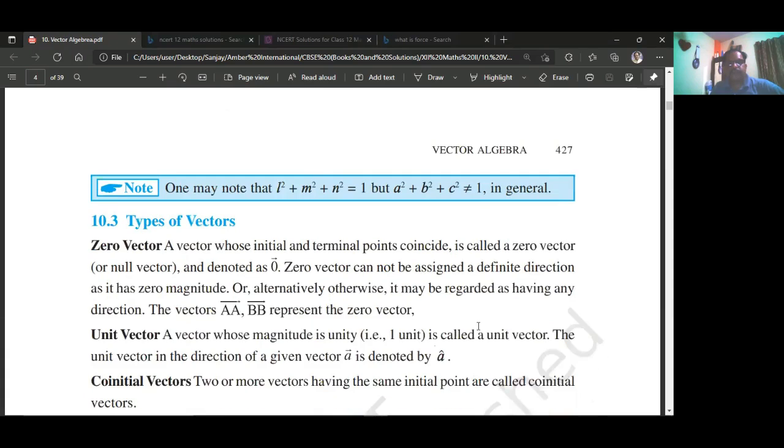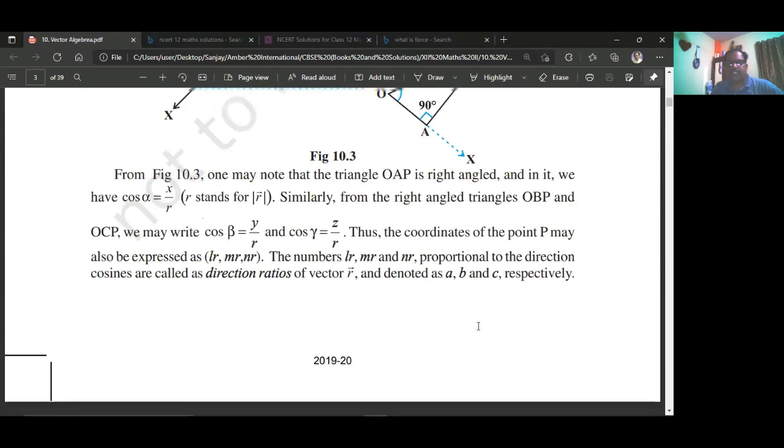Now we also note that l square plus m square plus n square is always equal to 1, but a square plus b square plus c square is never equal to 1 in general, right? That we will prove ahead wherever it is required. This a, b, c are nothing but the direction ratios. I repeat it, these numbers lr, mr and nr are proportional to the direction cosines and they are nothing but the direction ratios.